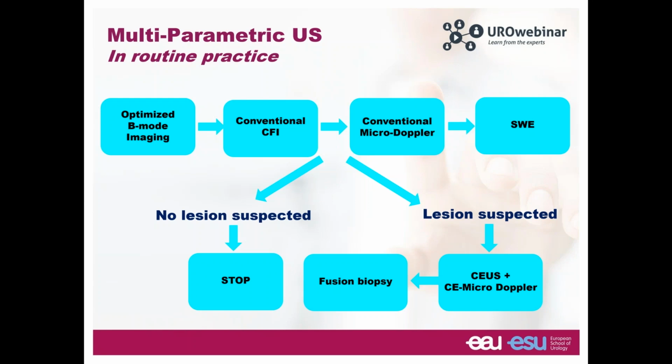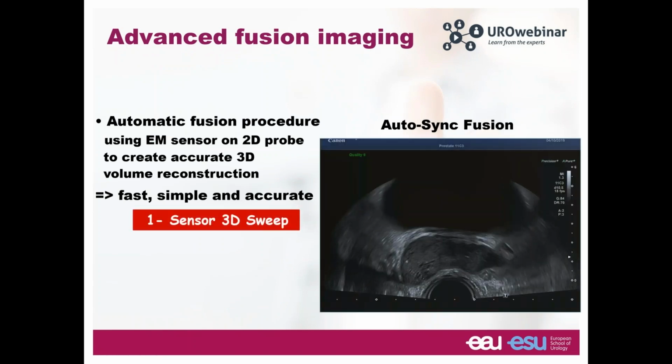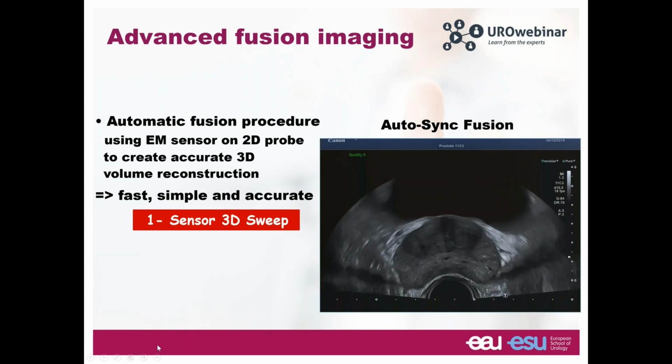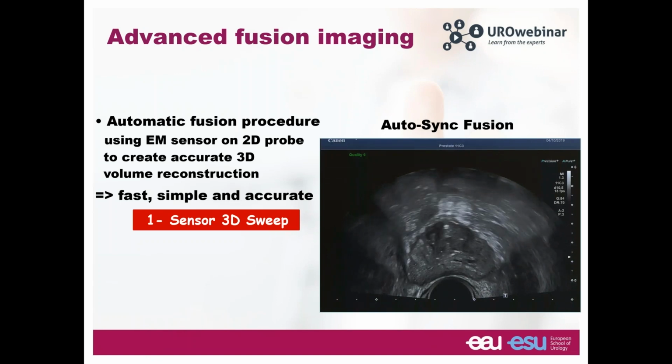And of course, in the interest of the patient, we always perform MRI before prostate biopsy. If we see an abnormal area, then we use contrast-enhanced ultrasound and contrast-enhanced micro-Doppler, and this is just before the fusion biopsy to improve targeting of the needle inside the prostate. So now we have new fusion procedures that allow fast and accurate fusion biopsy.